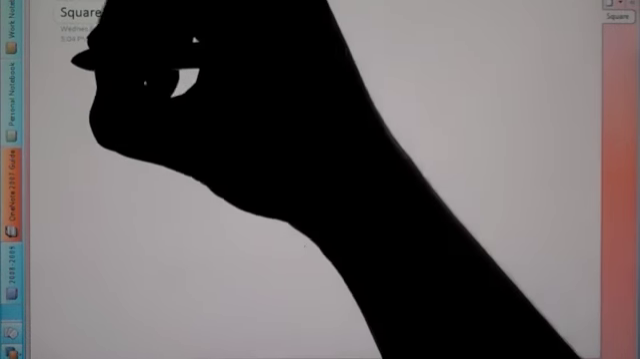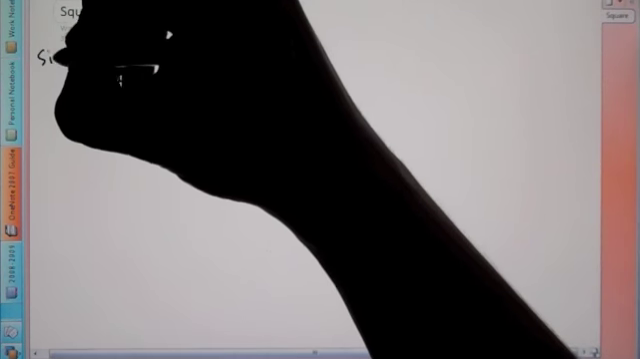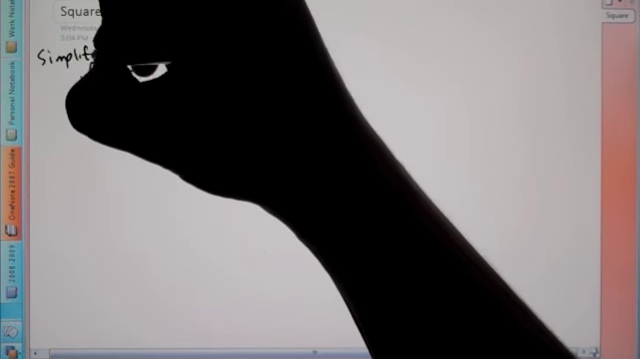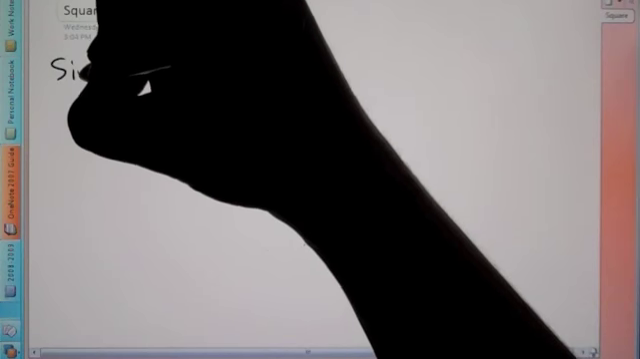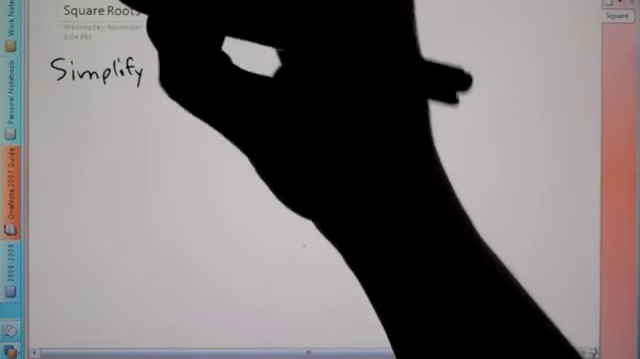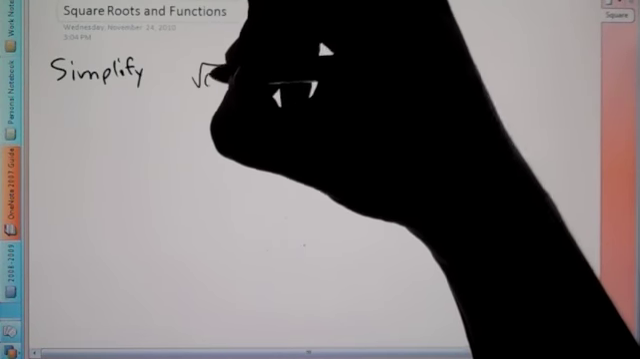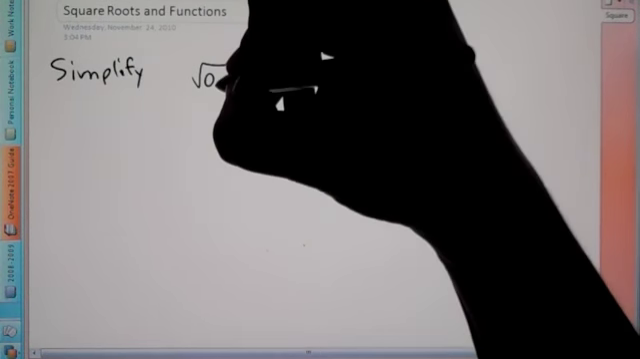The first square root that we have is the square root of 0.25. And we are asked to simplify. Let me even redo that. So it says to simplify the square root of 0.25. So the question is, can we take the square root of 0.25?